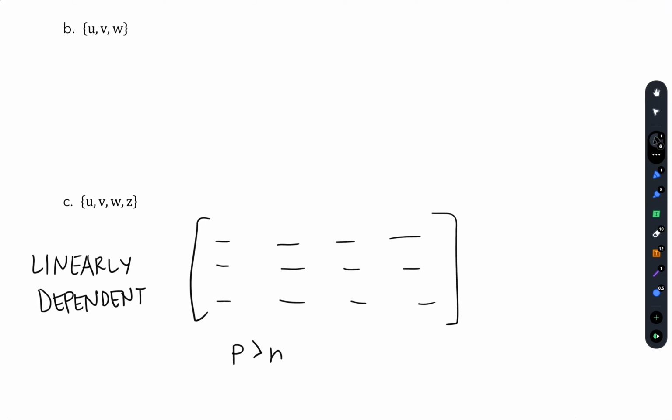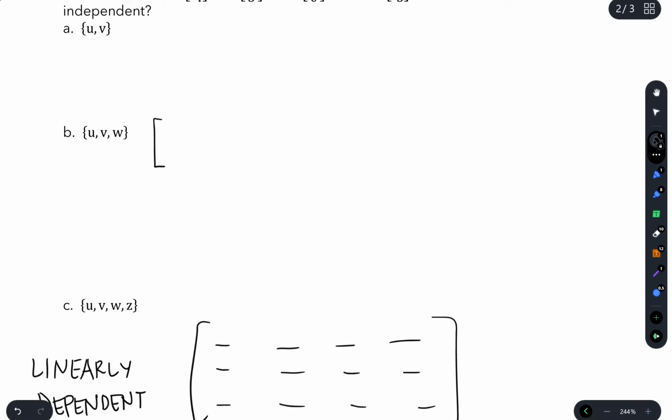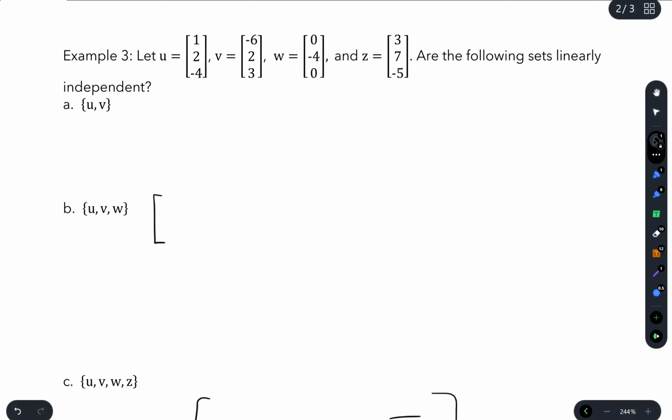Yes? So this one is one we just can't tell by either of the two ways. We've got the same number of columns and entries here. So what could I do to set this up and to see? There we go. I can simplify this down. So I'm going to have 1, 2, -4. v, which is -6, 2, 3. And then w, which is 0, -4, 0. Okay.